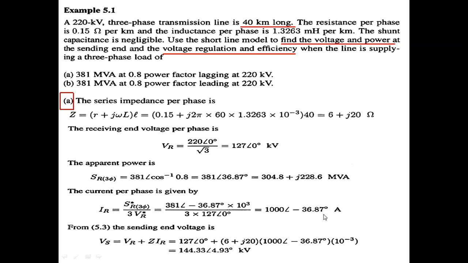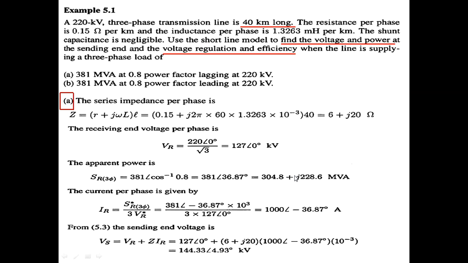Now, let's see how to solve the problem using a short line 40 kilometers long. Let's consider a 220 kV three-phase transmission line. The resistance per phase is 0.15 ohms per kilometer, while the inductance is 1.3263 millihenry per kilometer. The shunt capacitance is negligible since it is a short line.